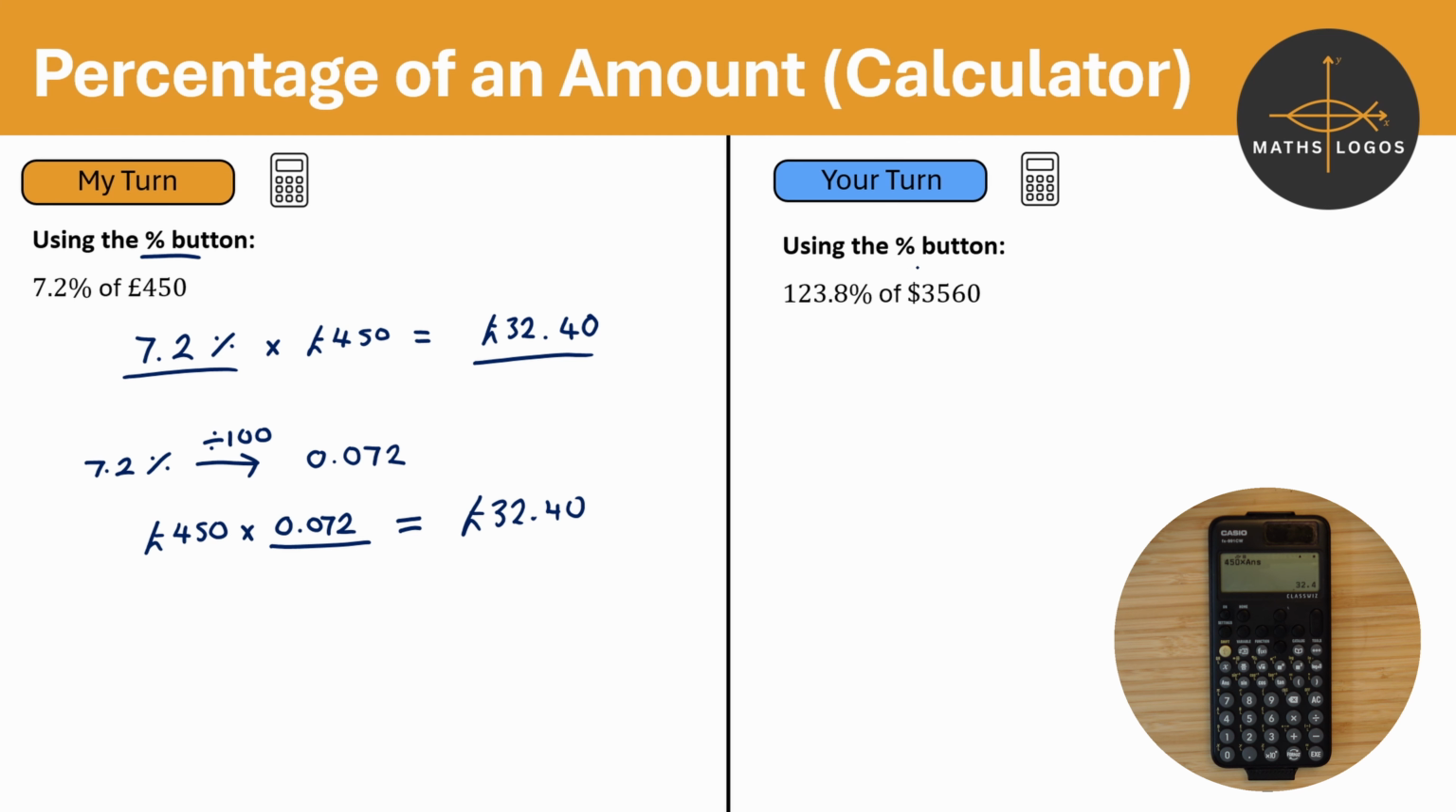Give this question a go, and if your calculator has the percentage button, practice using it. If it doesn't, just use the decimal multiplier method that I showed you.